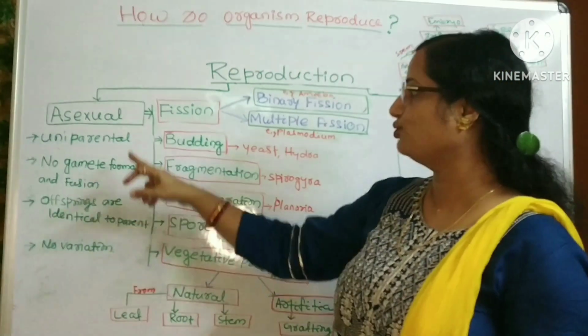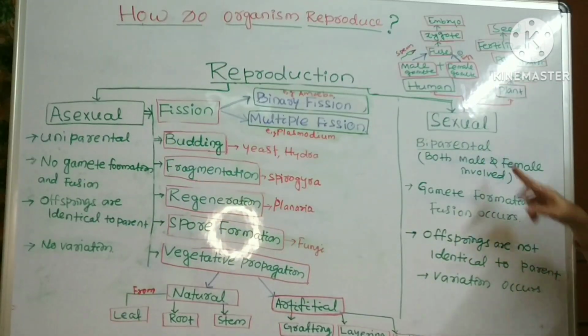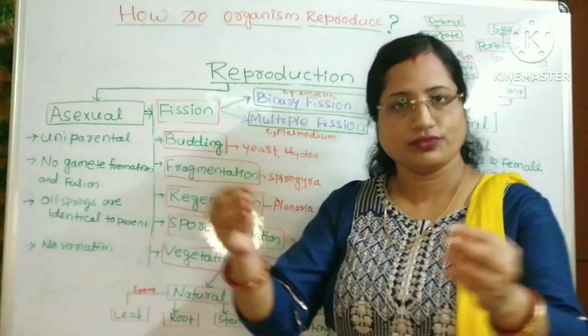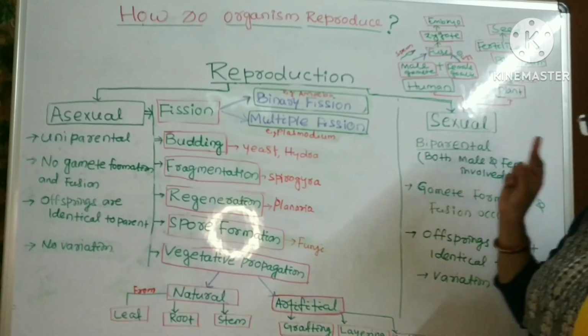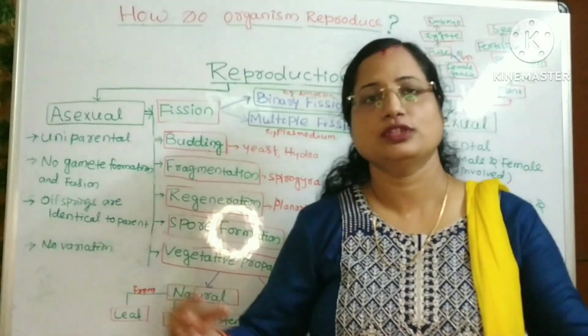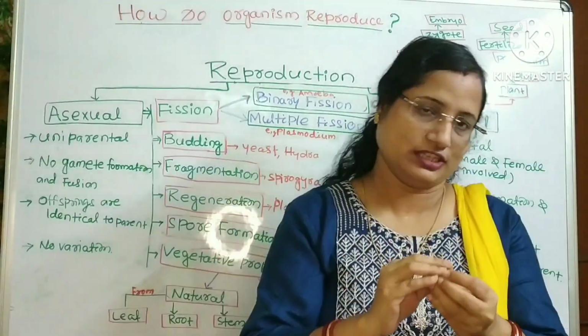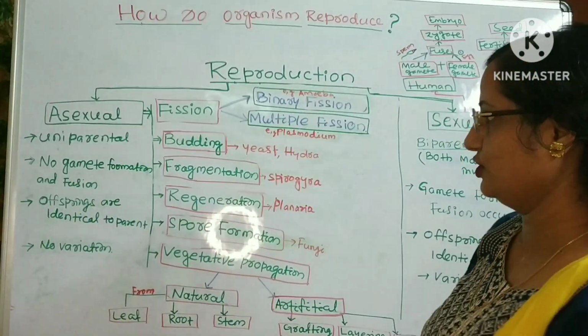Offspring are identical to the parent in asexual reproduction. Offspring are not identical to the parent in sexual reproduction. No variation occurs in asexual reproduction because there is no fusion of gametes. Here, variation occurs because in the sexual method of reproduction, two different types of gametes are fused together, having two different genotypes. That's why variation occurs in the case of sexual reproduction.